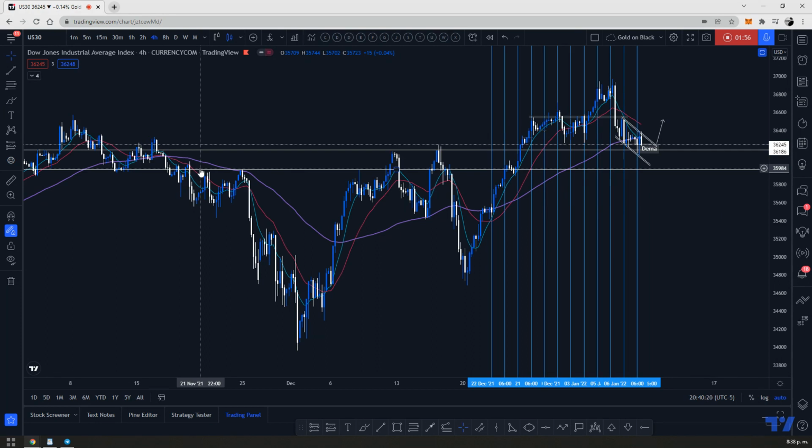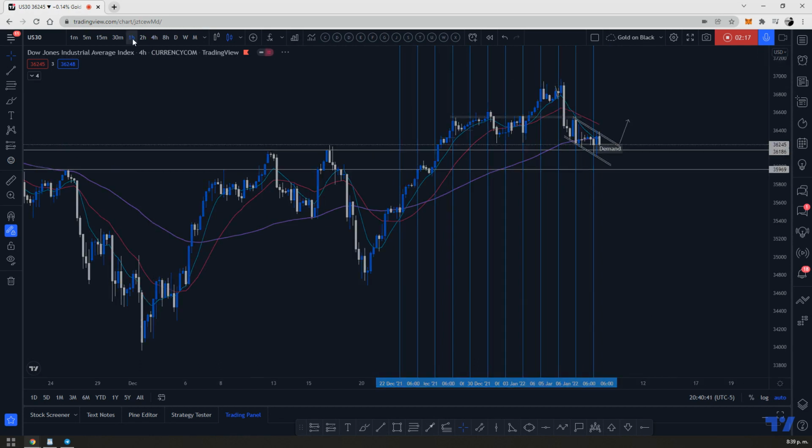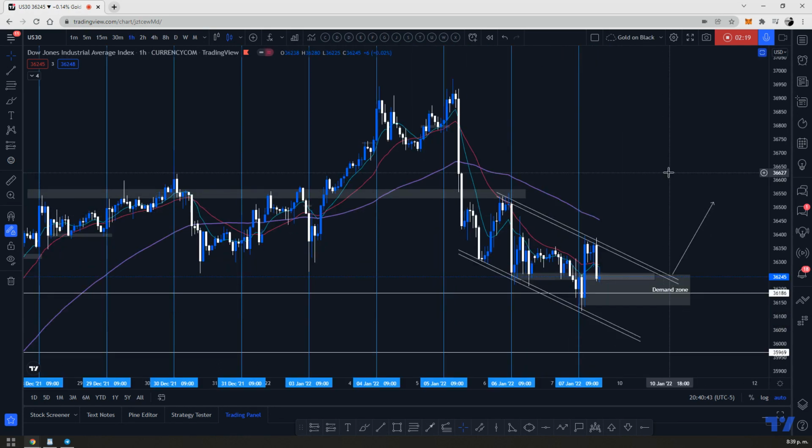I draw my lines on my support and resistance on a 4 hour time frame at least. I like that time frame to draw my support and resistance. Sometimes I do it on a daily, but more often than not, I do it on a 4 hour. To me, it's a good time frame to set your zones, because that's a very strong zone.